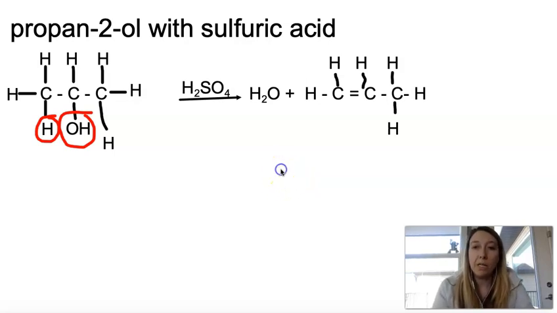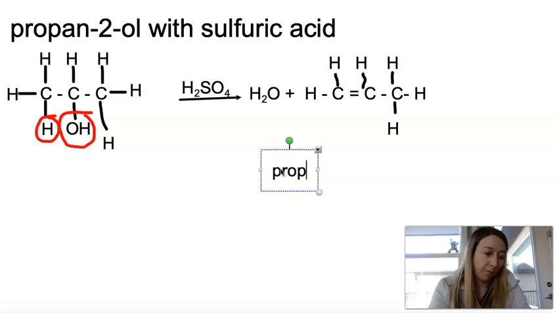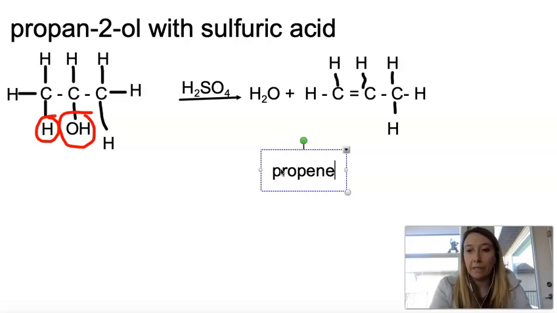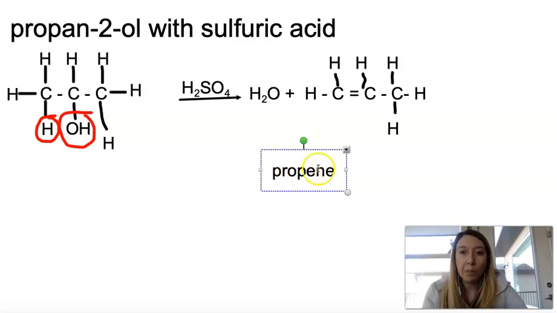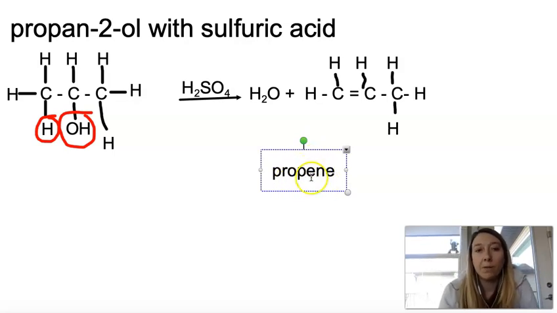Okay, we need to name this. It's a prop because we have 3 carbons. It now has that double bond, so it's going to be an ene. Normally we would want to put a number in here, but in this case, it doesn't matter if I chose to put the double bond over here or over here. It would still technically be in the exact same spot. It would just be a rotated image. So when we find that we get the exact same thing, even if we flip it around, we do not actually need to include a number in that formula.